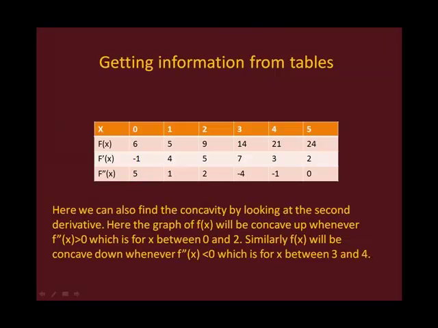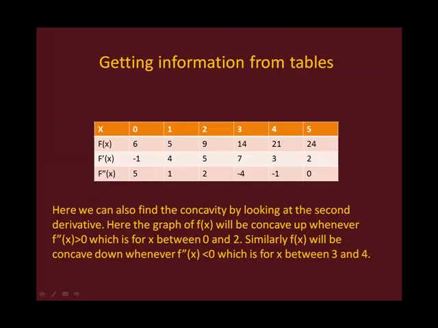So here we have a table that has a row for x, f of x, f prime of x, and f double prime of x. So if we want to look at the concavity, we want to look at the sign of the number so we can figure out if it's concave up or concave down. So the graph will be concave up whenever the second derivative is positive. So here you can see that f double prime is going to take positive values when x is 0, 1, and 2. So for x between 0 and 2, we will be concave up because that's where the second derivative has positive numbers.